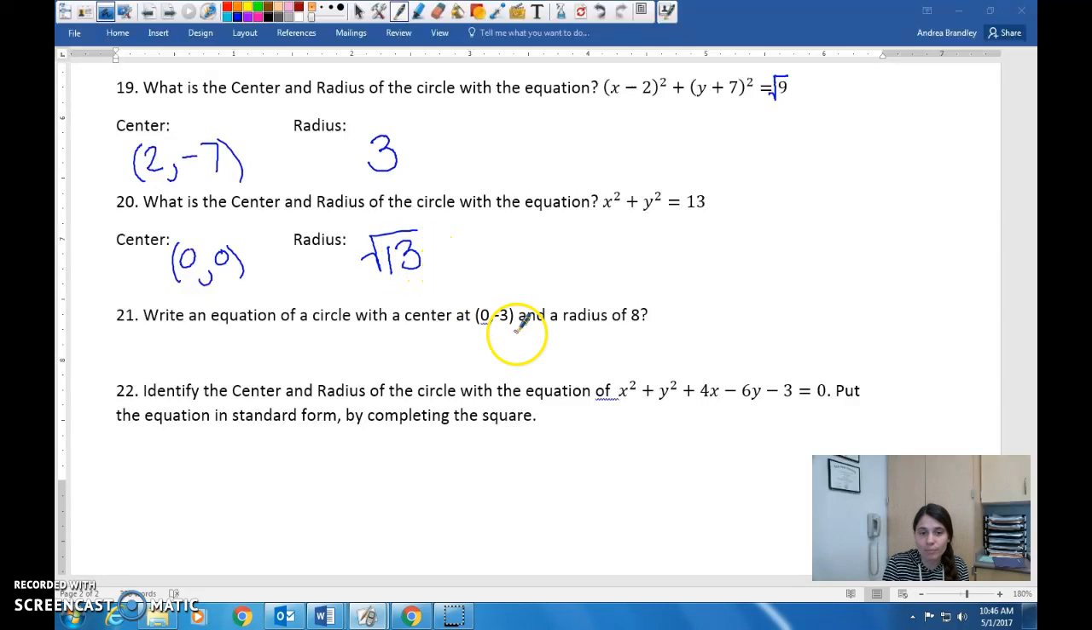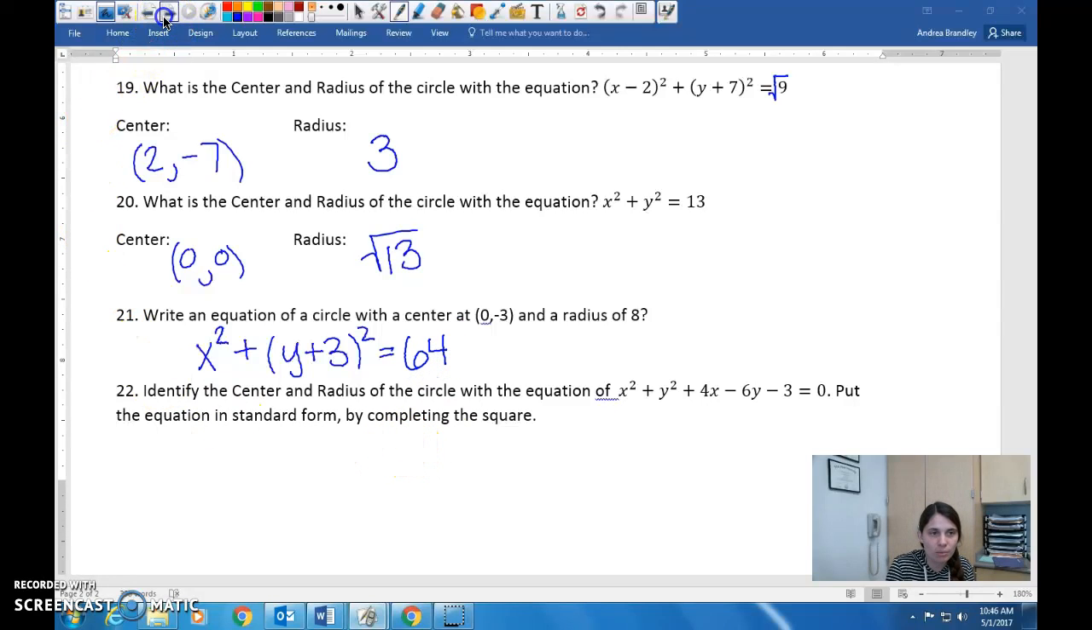And then 21, I'm going in reverse order and I'm writing my equation. So my first part is 0. Well, for that, just like we just talked about, I don't need to do x plus 0 squared. I can just do my x squared. And then it would be y minus a -3, or y plus 3 squared, equals the radius squared. So 8 squared is 8 times 8, which is 64.